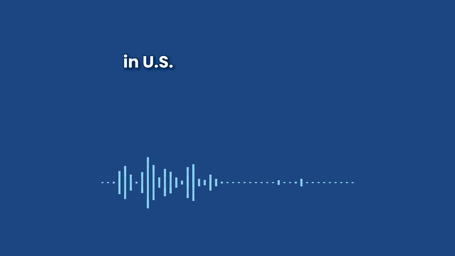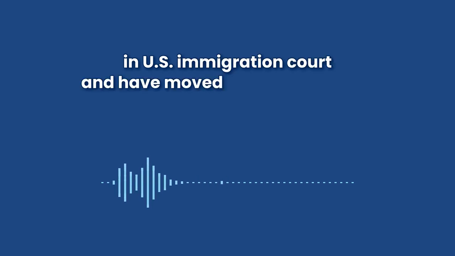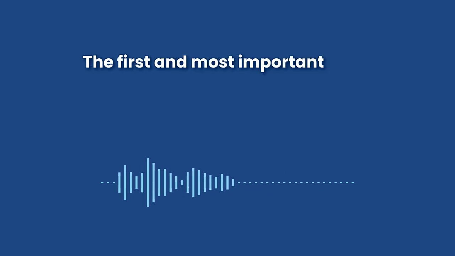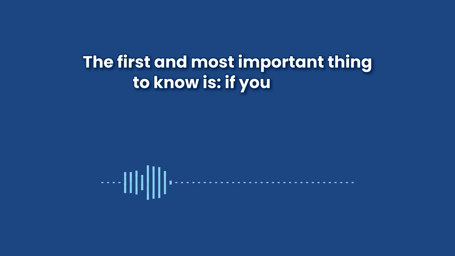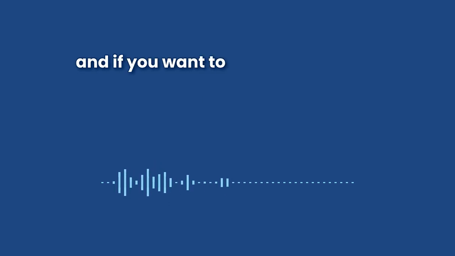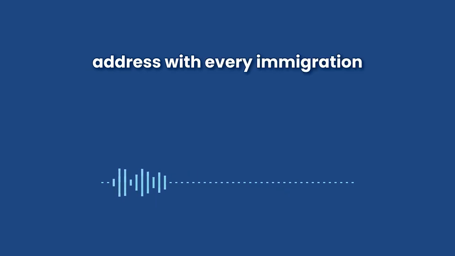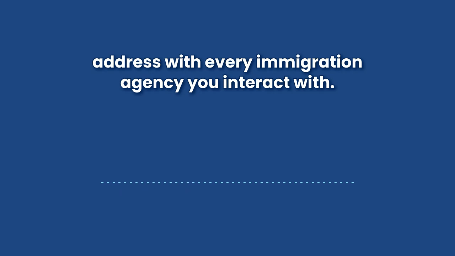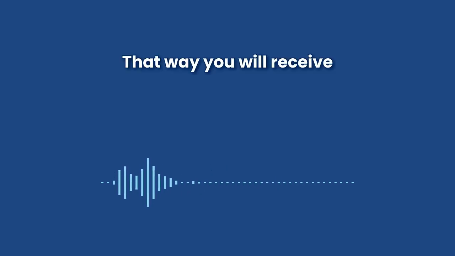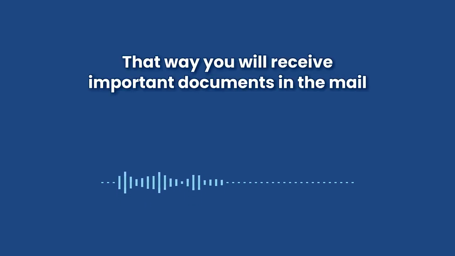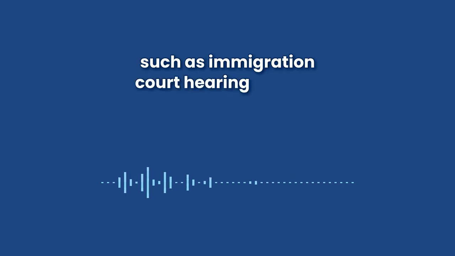This video is for people who have a case in U.S. Immigration Court and have moved to a new address. The first and most important thing to know is if you move and if you want to pursue your case, you should update your address with every immigration agency you interact with. That way, you will receive important documents in the mail, such as immigration court hearing notices.